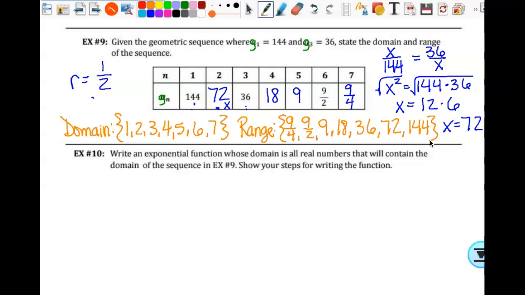So now we are going to, it says write an exponential function whose domain is all real numbers that will contain the domain of the sequence in example 9. And show your steps for writing the function. So to get to the function, we have to start with our generic g sub n is equal to g sub k times r to the n minus k. And just like I said yesterday, write that over and over again, and it'll get stuck in your brain. So I'm going to use this as my first one.